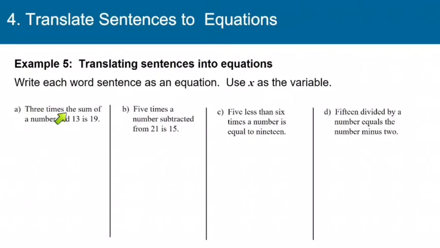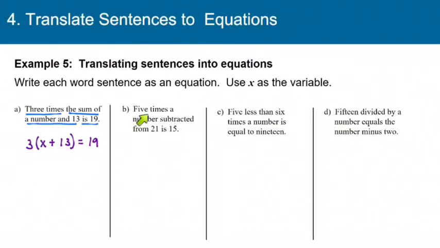This says 3 times the sum of a number and 13 is 19. So remember, it's a good idea to start by writing down the part that contains the unknown. And my unknown number is here, where it says the sum of a number and 13. So I can write the sum of a number and 13 by saying x plus 13. Now 3 times that would mean to take that whole sum and multiply it by 3. And then it says that is 19. So just write equals 19.